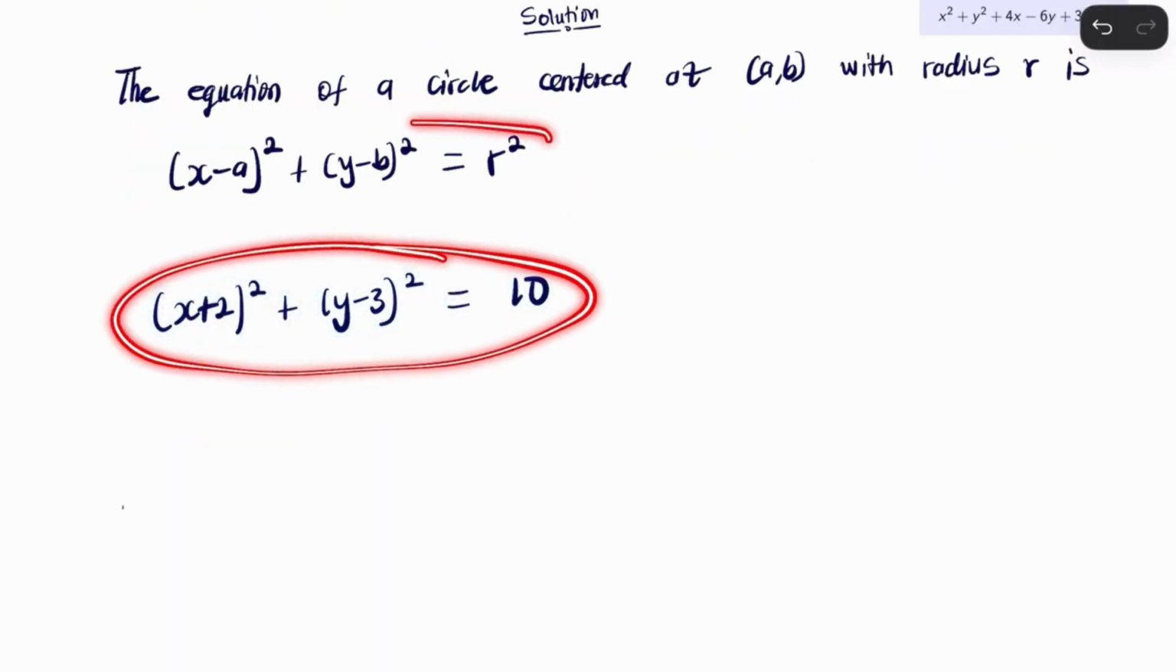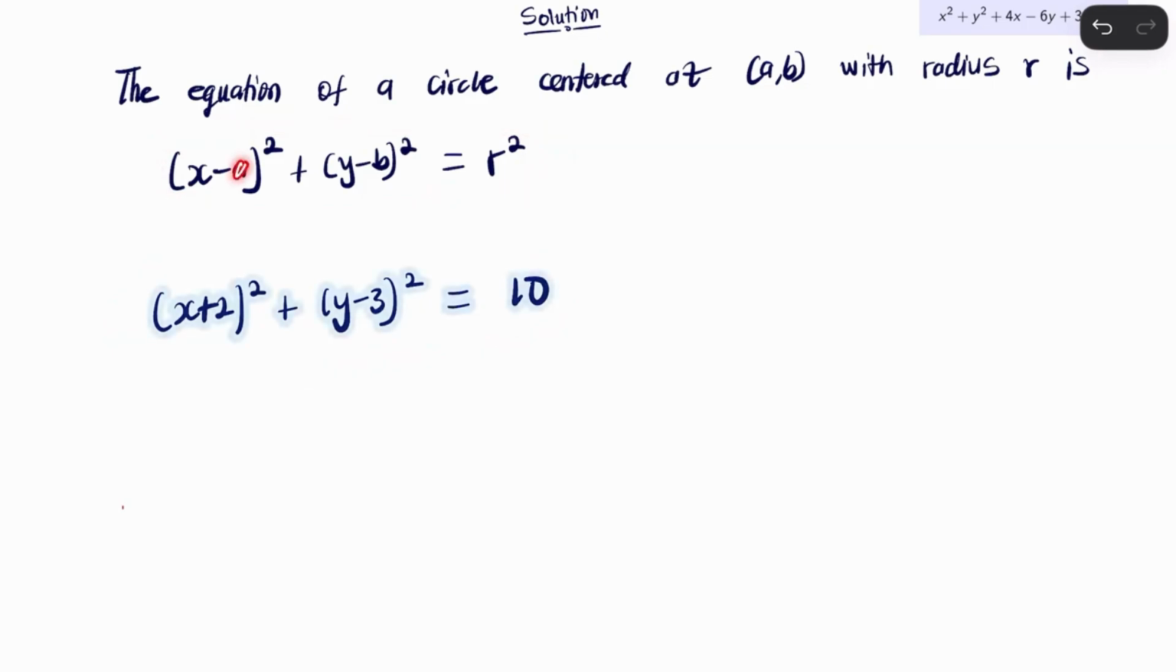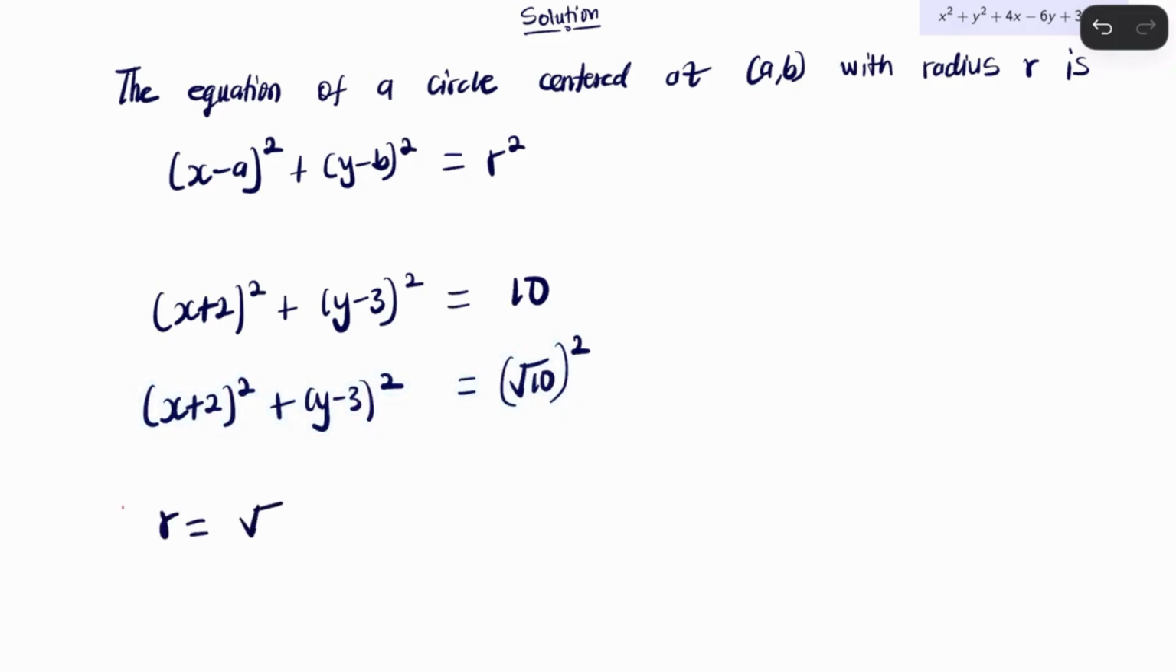When we compare these two equations, we have a equal to −2, b equal to 3. Now, here should be r², right? But here we have 10. And so we can rewrite 10 as (√10)², since these two guys will cancel out. And so we're going to have our equation to be (x + 2)² + (y − 3)² = (√10)². And so here we have our radius equal to the square root of 10, because this is squared, and so r is going to be √10.